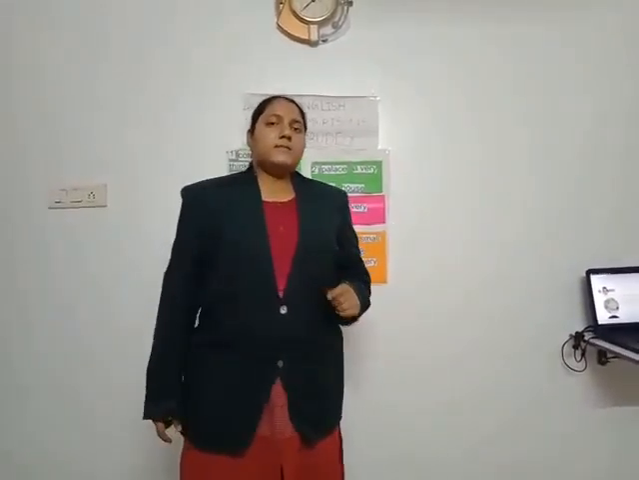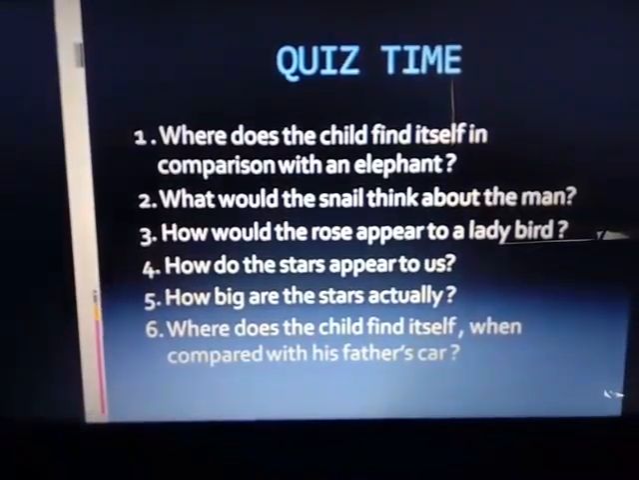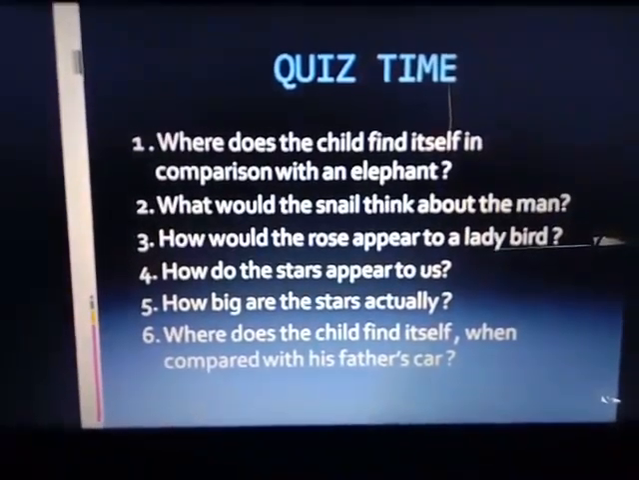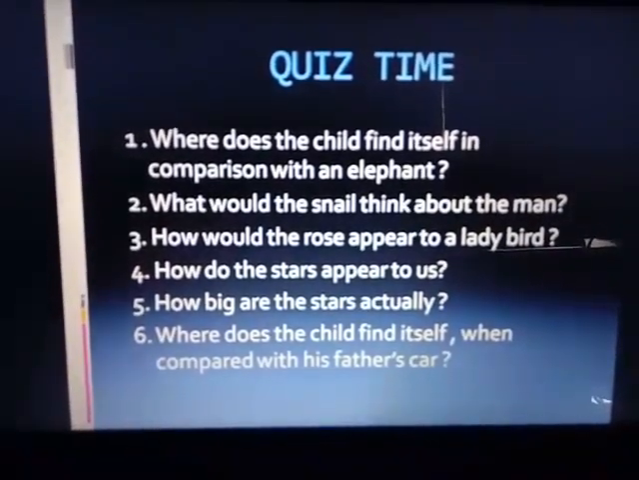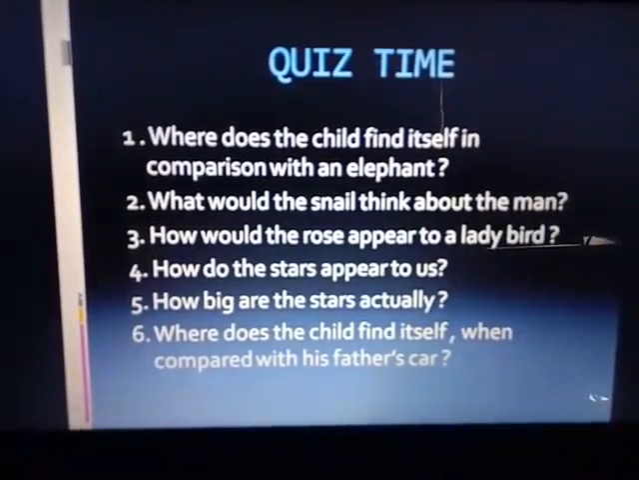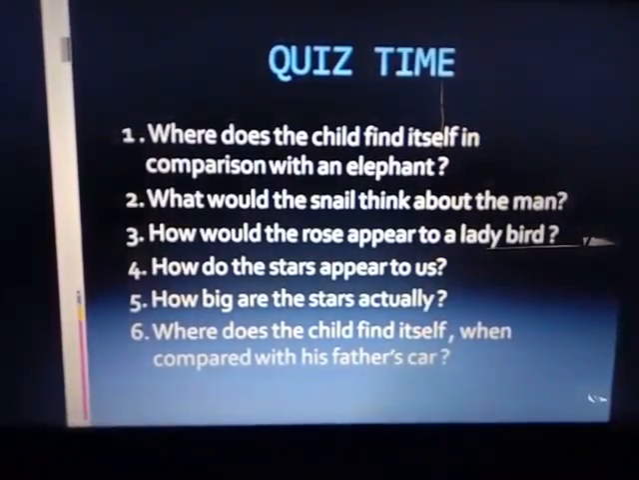Now, on the basis of the poem, I have prepared some questions. So let's discuss that. Here are some questions which I have prepared. First one, where does the child find itself in comparison with an elephant? Second, what would the snail think about the man?